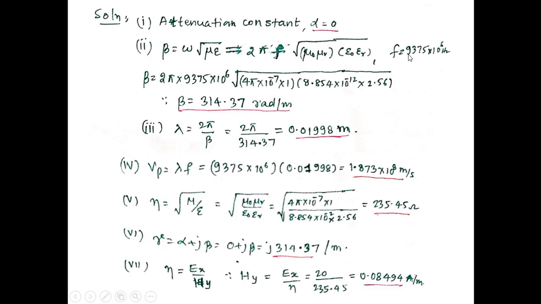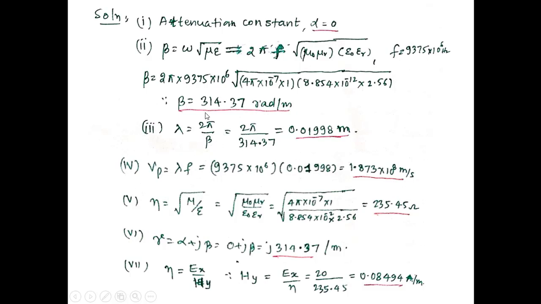Here f is given as 9375 into 10 raised to 6 Hz. Therefore, beta is equal to 2 pi f under root of 4 pi into 10 raised to minus 7 into mu r, which is 1, into epsilon naught, which is equal to 8.854 into 10 raised to minus 12, into epsilon r, which is 2.56. If you simplify, we get phase constant beta equal to 314.37 radian per meter.